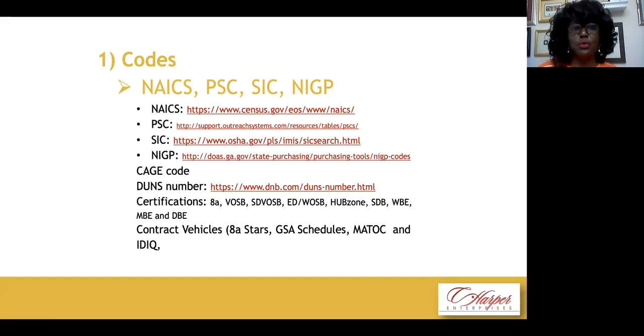So here we go with the codes. Your NAICS codes, PSC codes, SIC codes, NIGP codes. All these are codes. And then under there, we have CAGE code, the DUNS number, your certifications, the contract vehicles with which you are associated. All of these codes must be listed on your capability statement. They're very, very important. And that's why we take our time to make sure we have everything listed that you need, the right websites to find what you need, so that when you present it, it will definitely show that you understand the codes needed to be successful in the government space.